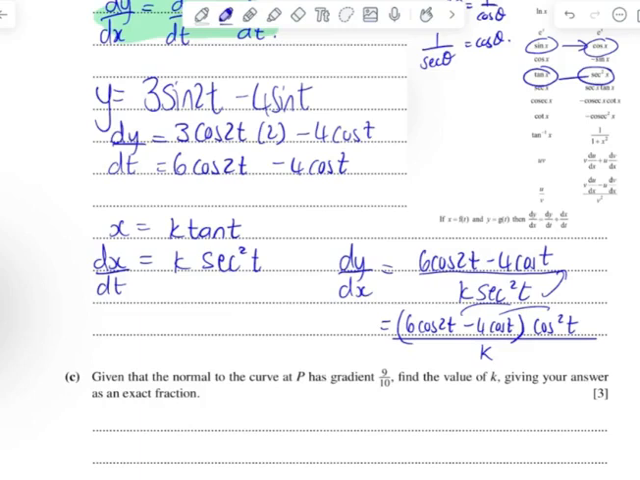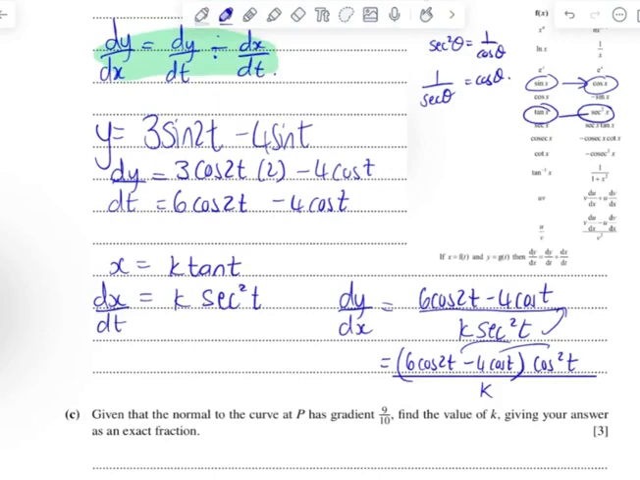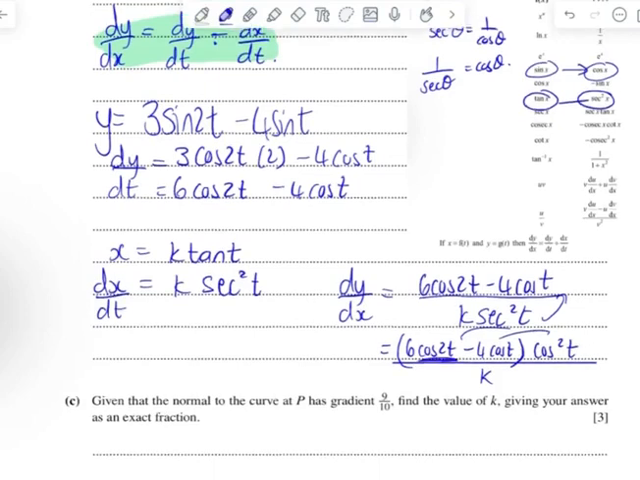Okay. And, oh, hold on. They said in terms of cos t. They didn't say in terms of cos 2t. Right? So we actually need to change our cos 2t into something else.